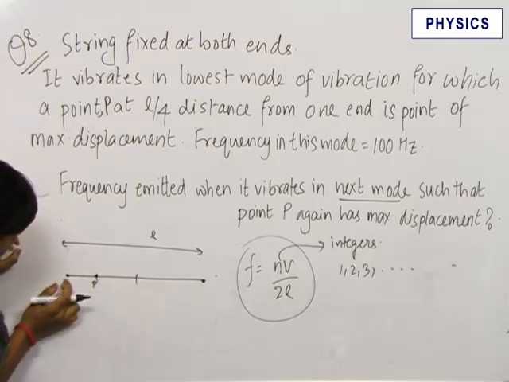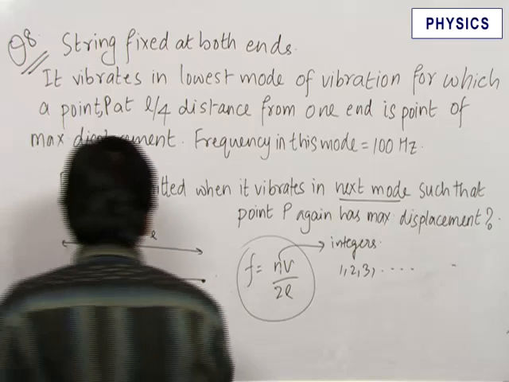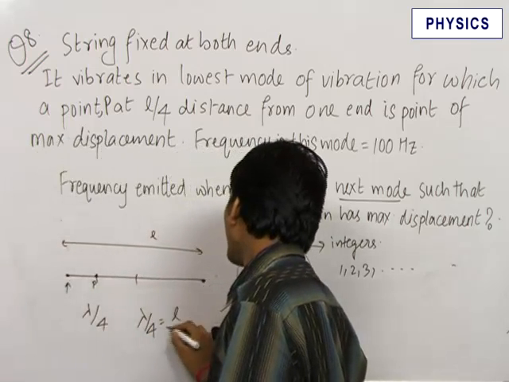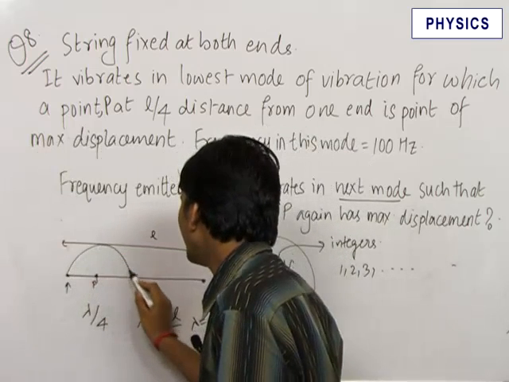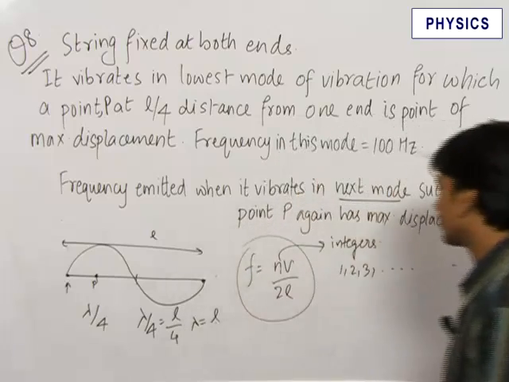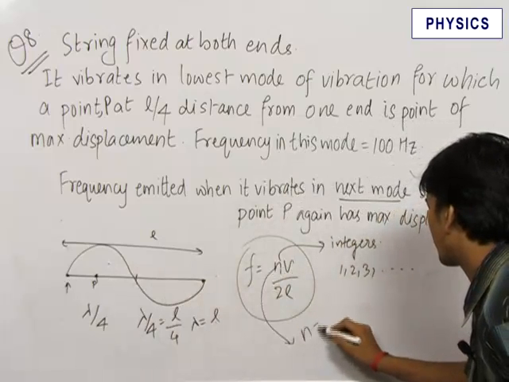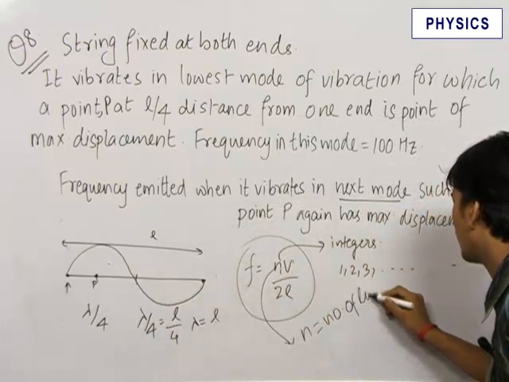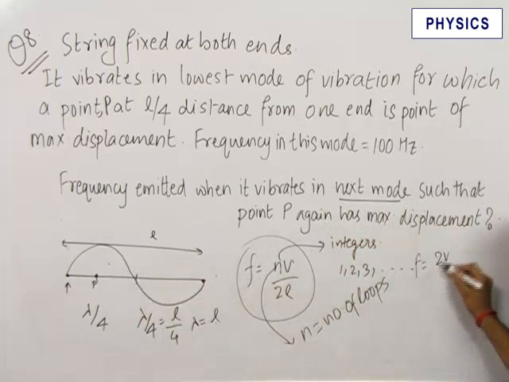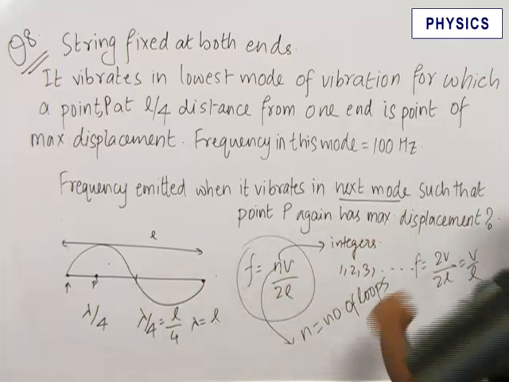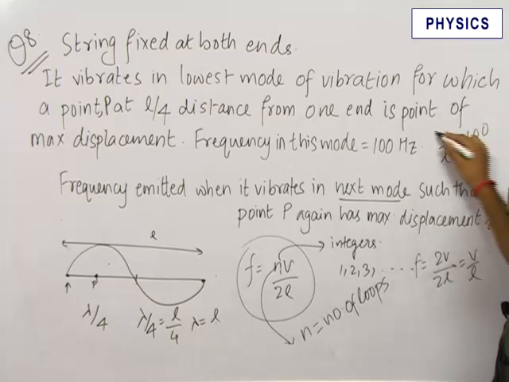The distance of the antinode from the first node, that is this point, is lambda by 4. Therefore lambda by 4 is equal to L by 4, that is, lambda is equal to L. Therefore it is vibrating in this fashion, and the number of loops is 2. Here n is also the number of loops. Therefore the frequency is equal to 2v upon 2L, that is equal to v upon L, and the value of v upon L is given to be 100. Therefore what we remember is that v upon L is equal to 100.